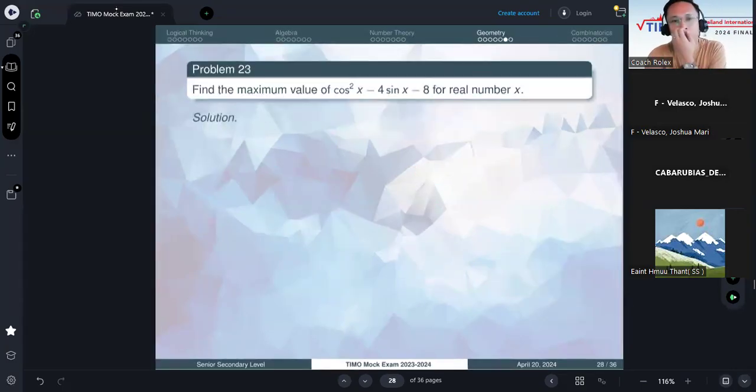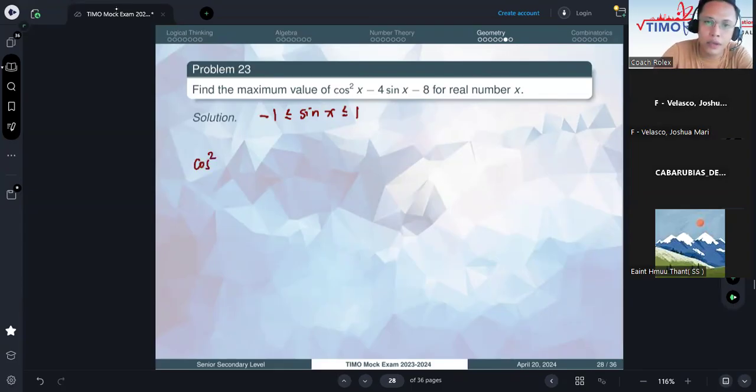Okay, problem number 23. Find the maximum value of cosine squared x minus 4 sine x minus 8 for real numbers x. Now, the first thing that we are going to note is that your sine x is between -1 and 1. The maximum value is 1, the minimum value is -1 for the sine x. Now, we will use that idea.